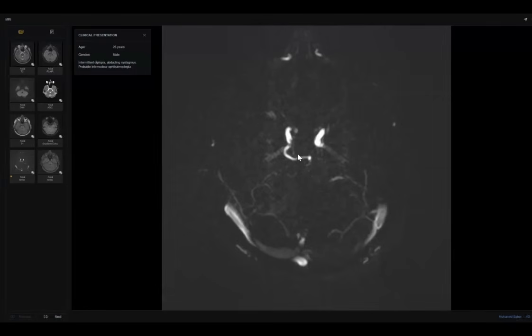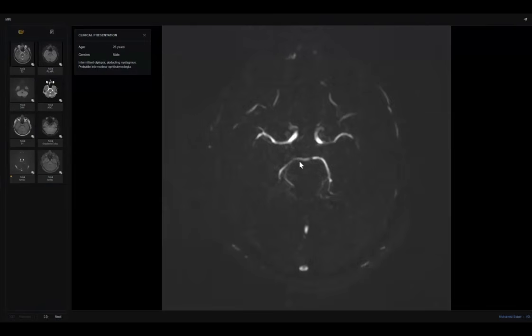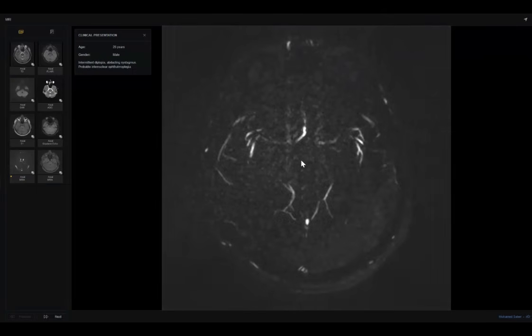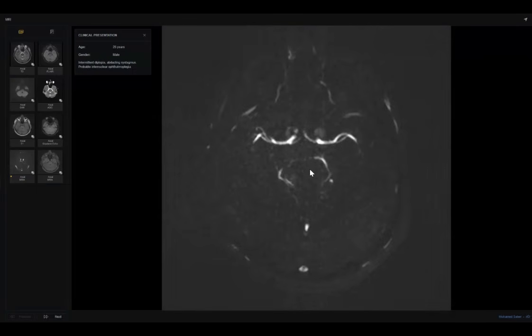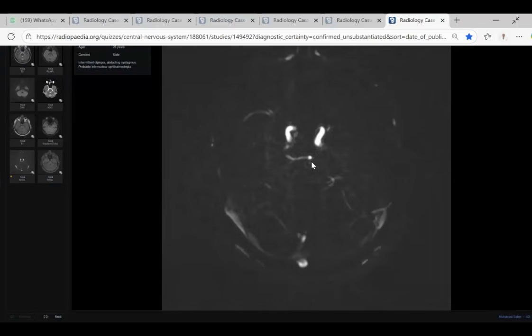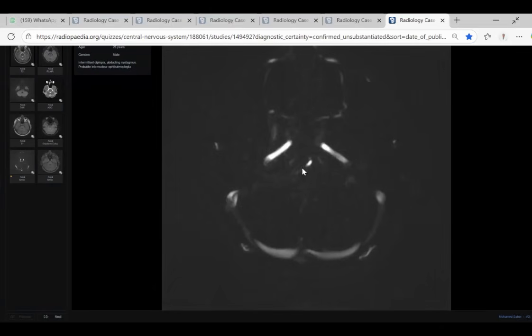I want to review the T2 images again just to see the course of the optic nerve, because a persistent trigeminal artery can cause compression on adjacent nerves. Okay, this one. Go on.